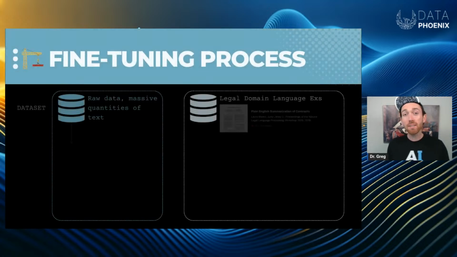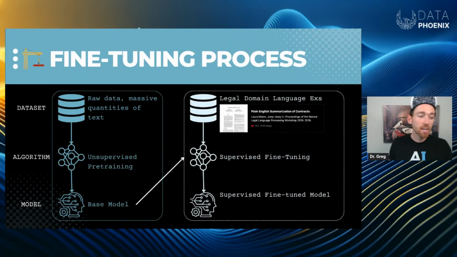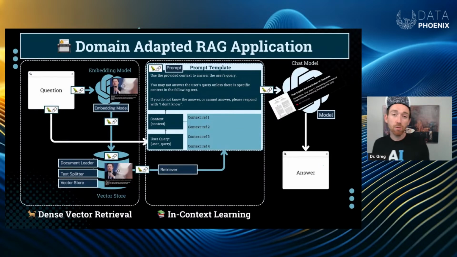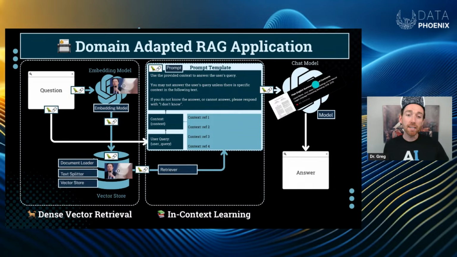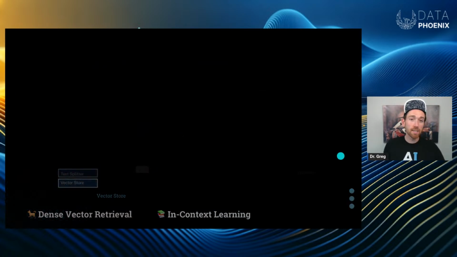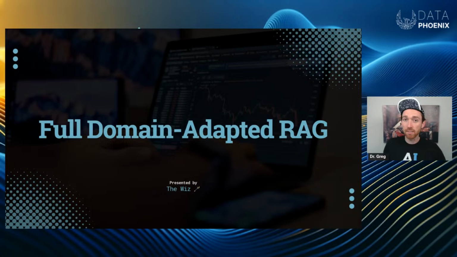And there's a great data set for this that we'll use for fine-tuning today called the Plain English Summarization of Contracts data set. And the way to think about this is we're going to fine-tune the language model here at the end, our chat model, to make this happen. And that will complete our fully domain-adapted RAG application. And for that, we go back to the Wiz to see just how different this fine-tuning is from our embedding model.